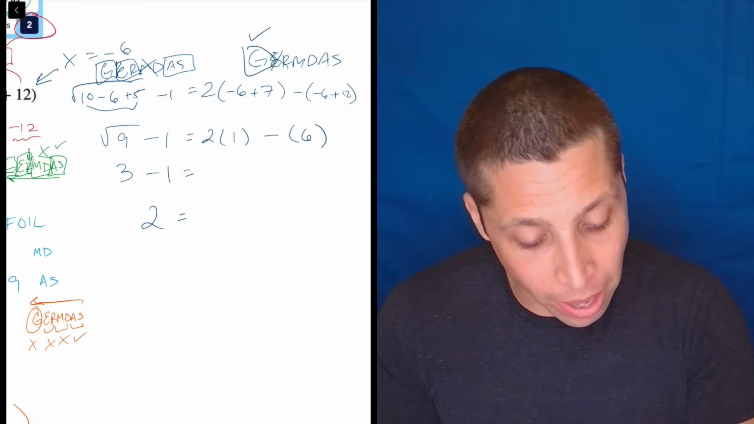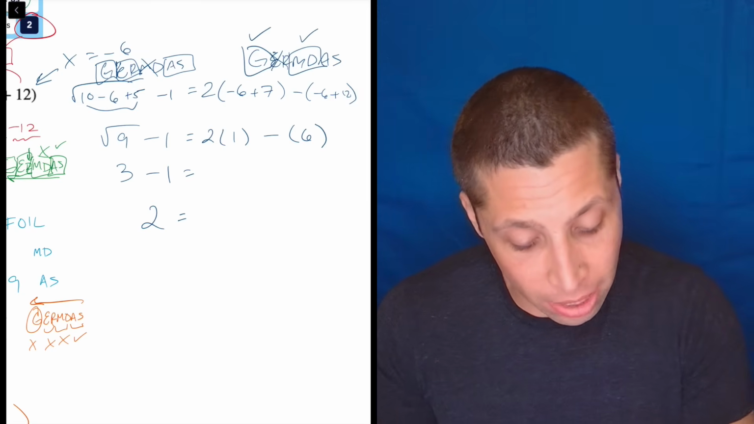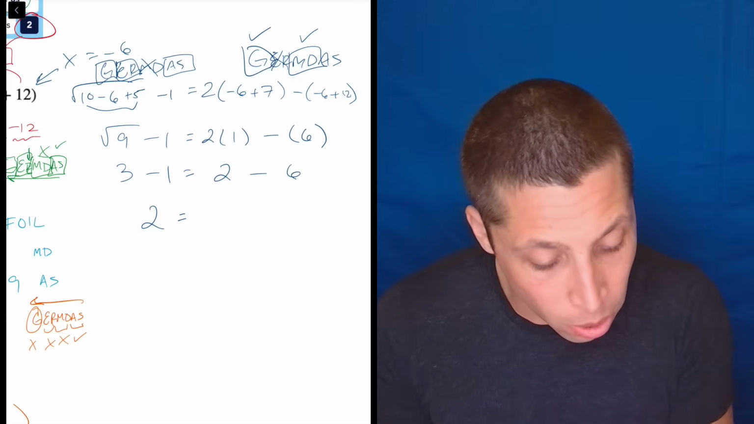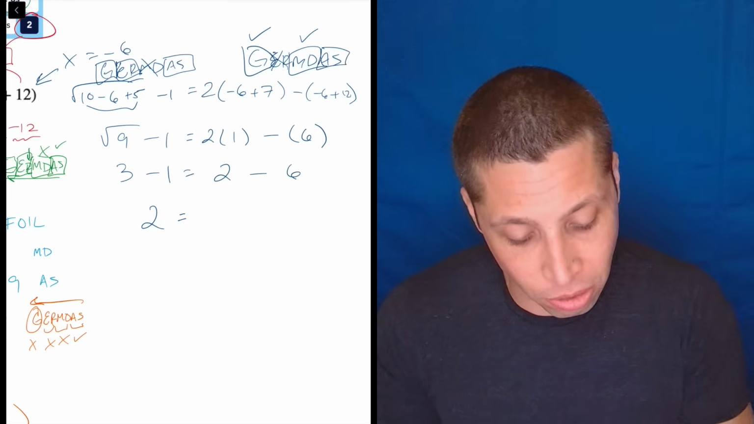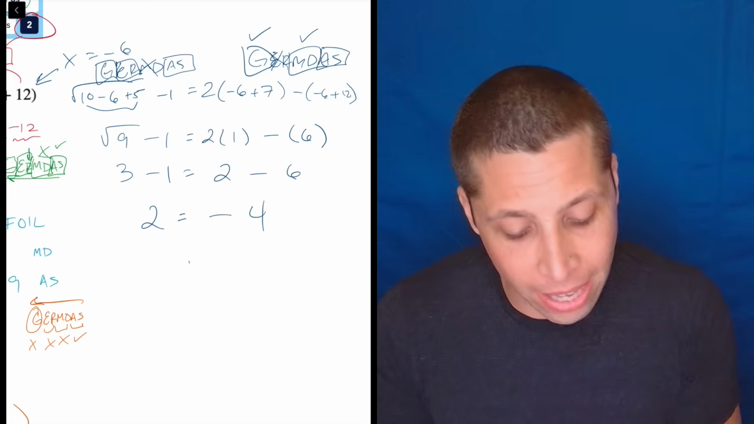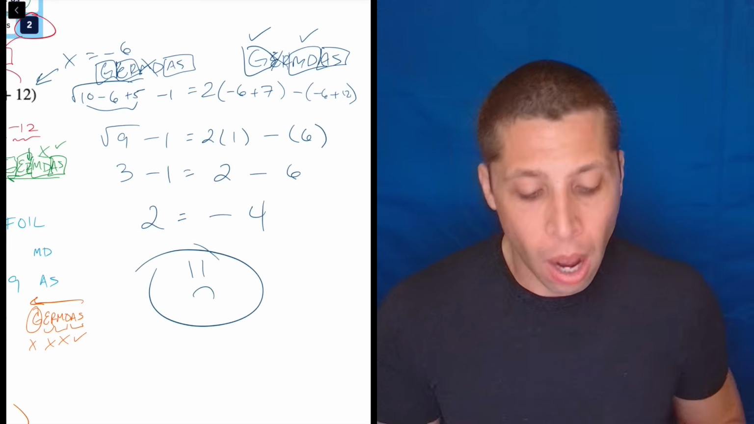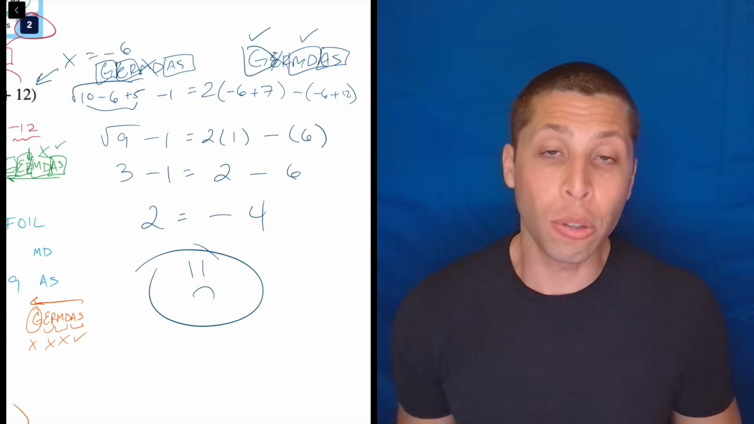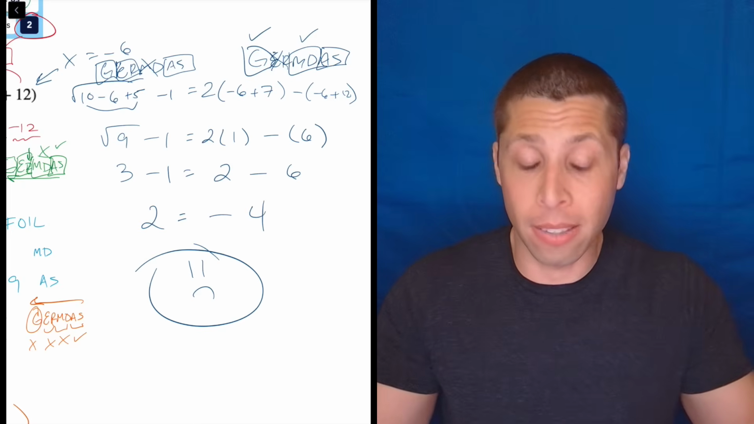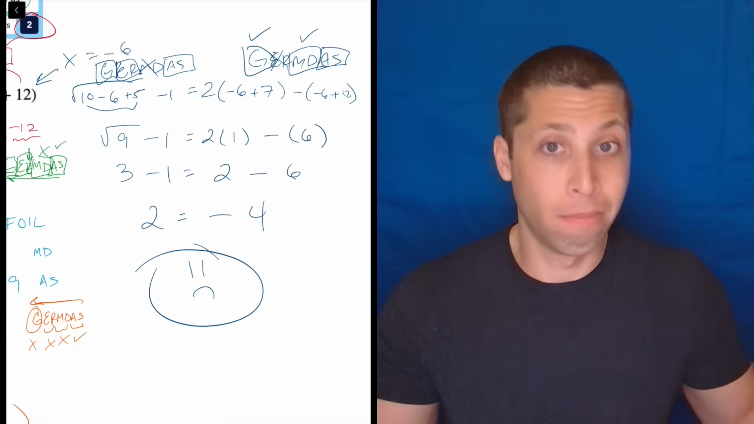Do we have any exponents or radicals? No. Do we have any multiplication or division? Yes. 2 times 1 is 2. And do we have any addition and subtraction? That's our last step. 2 minus 6 is -4. And this is now proof of why -6 is not a solution. We get a result that doesn't make sense. 2 equals -4? No, it does not.